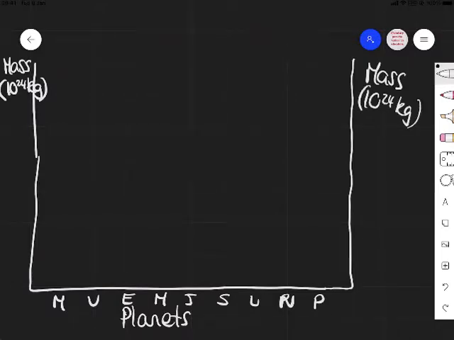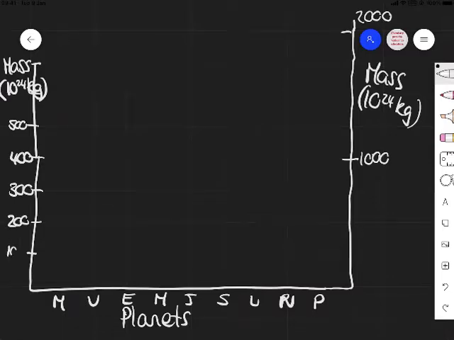So I might decide here 1, 2, 3, 4, 5, 6, 7, 8. So I'm going to make this one 1000, and up here 2000. And then over here I might decide, because Saturn is my biggest at 600, that I would go 100, 200, 300, 400, 500, 600, 700. In that way you can take care of 2 sets of numbers that are really, really big. So we know now that Mars is going to be very, very small.